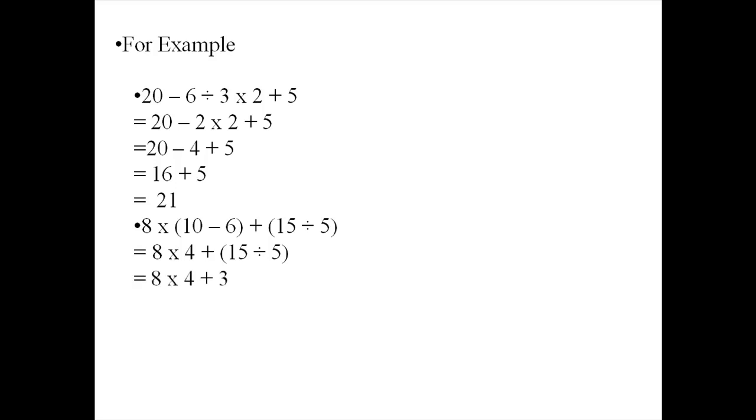21. Our second example is 8 multiplied by (10 minus 6) plus 50 (15 divided by 5). Here first we will perform the bracket which contains 10 minus 6, because of the left to right rule. So the result is 8 multiplied by 4 plus 15 divided by 5. Here I solve the next bracket, 15 divided by 5, so I get 3. On the third step I multiply 8 with 4, so I get 32, and now I add 32 with 3, so I get 35. So this is the final answer.